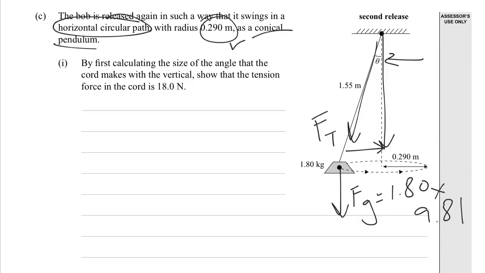And what have we got? In fact, we don't even need that. We've got that 0.290 metres distance there, 1.55 metres there. Use trig to find the angle.